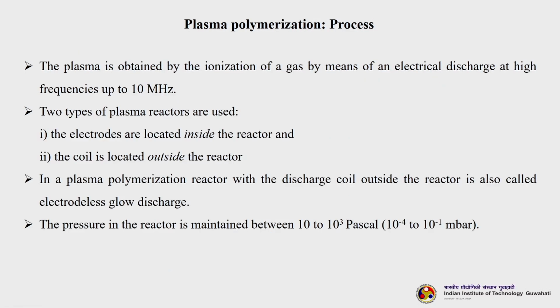The plasma is obtained by the ionization of a gas by means of an electric discharge at high frequencies up to 10 megahertz. Two types of plasma reactors are used. In one type the electrodes are located inside the reactor. In the other the electrodes or the coils are located outside the reactor. A plasma polymerization reactor with the discharge coil outside is also called the electrode-less glow discharge. Many books you will find this particular topic. The pressure in the reactor is maintained between 10 and 10 to the power 3 Pascal.